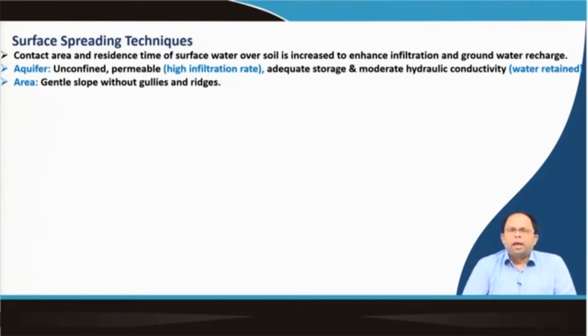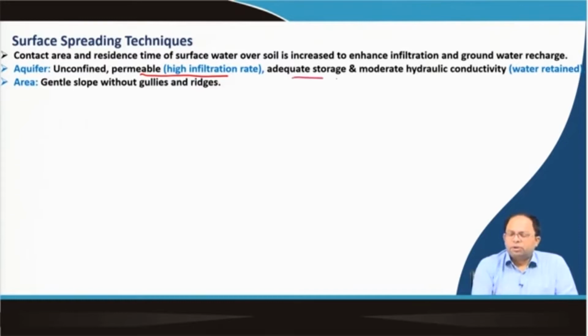Because we are doing surface spreading, the aquifer needs to be unconfined. Do you remember what confined and unconfined aquifers are? Unconfined aquifers means there is no impermeable surface over it, so water can directly percolate into this particular aquifer. So it is permeable, it should have a high infiltration rate, that means the soil should have high permeability.